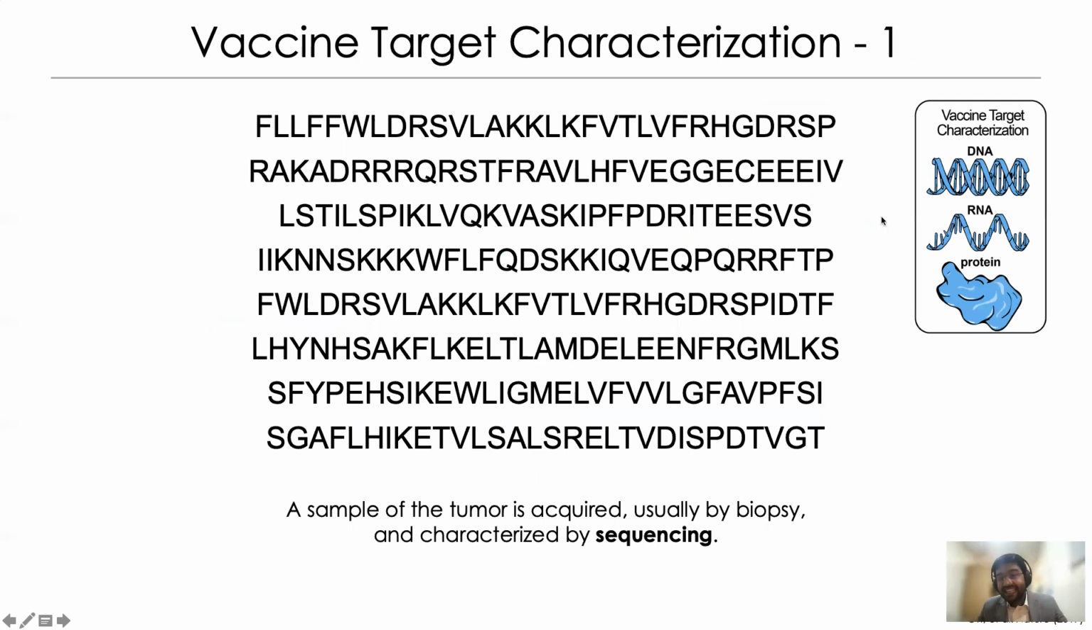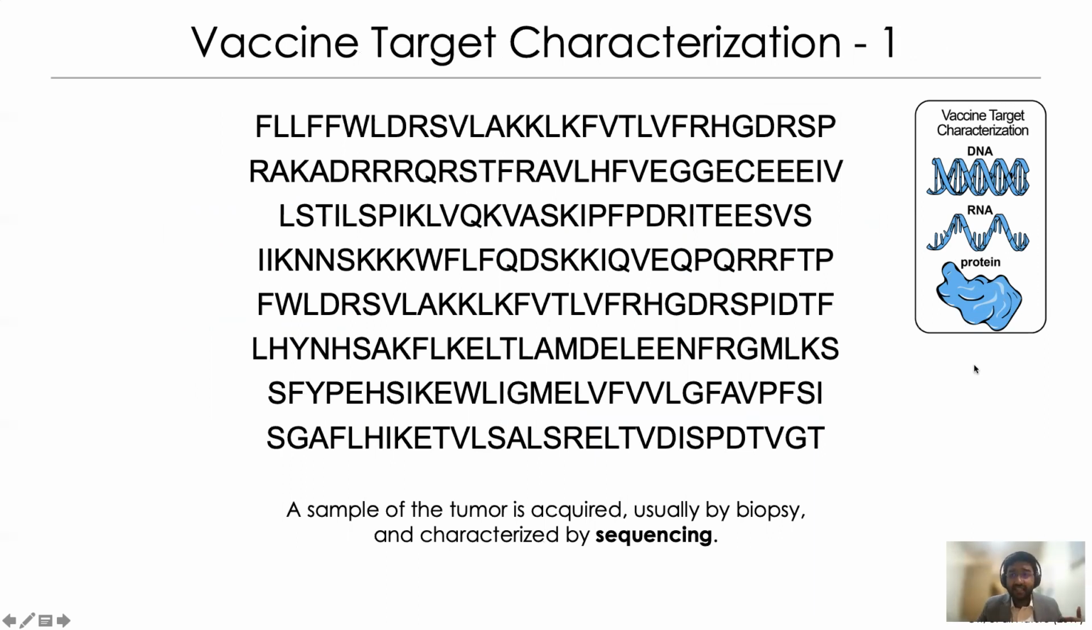So at first, either the DNA, RNA, or the protein is taken and sequenced. Essentially, a part of the tumor is acquired, which is called biosample acquisition, usually by biopsy, and characterized by sequencing. What you see here is essentially a sequence or a list of sequences of amino acids that were found on the proteome in the tumor cells.